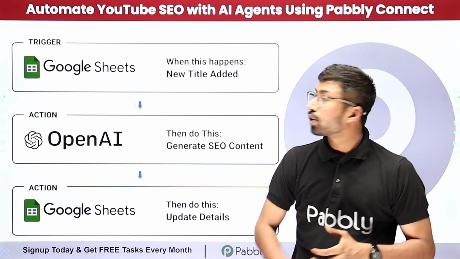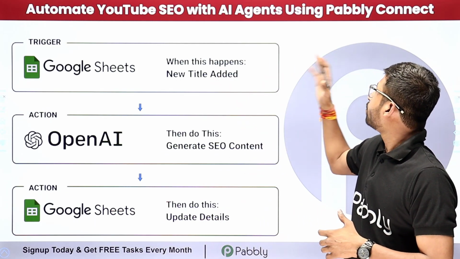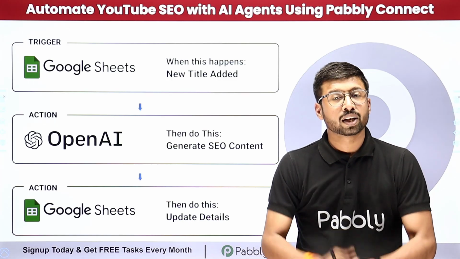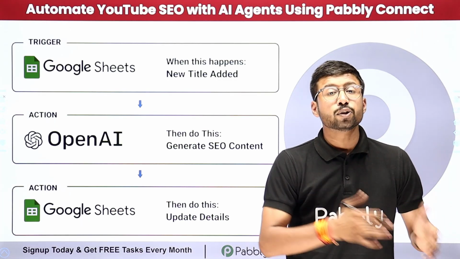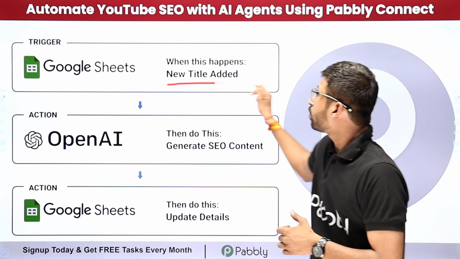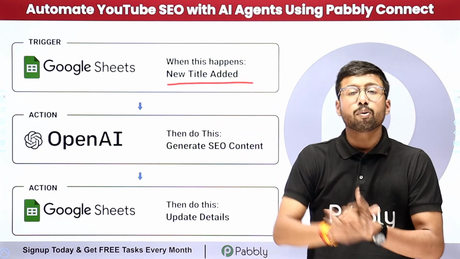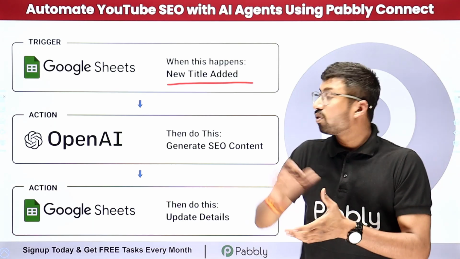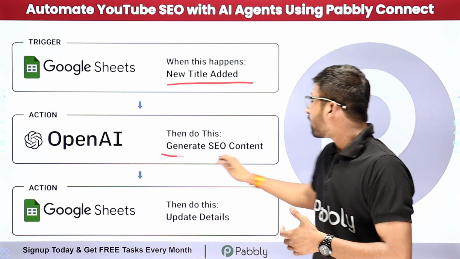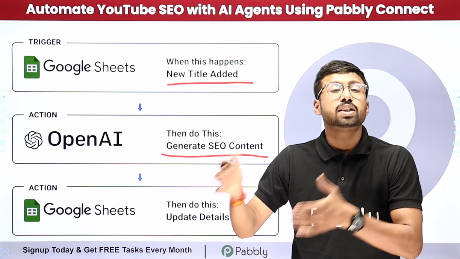So in this video, we are going to learn how to automate YouTube SEO with AI agent using Pabbly Connect. So we are going to build an AI agent using which just by adding the title of a YouTube video in our Google spreadsheet, this AI agent will capture the same title from our Google Sheet, and using AI platform like OpenAI, it is going to generate the SEO content like the description, tags and keywords.